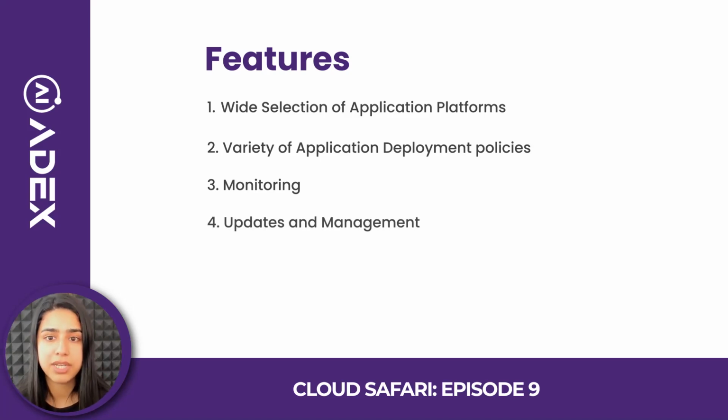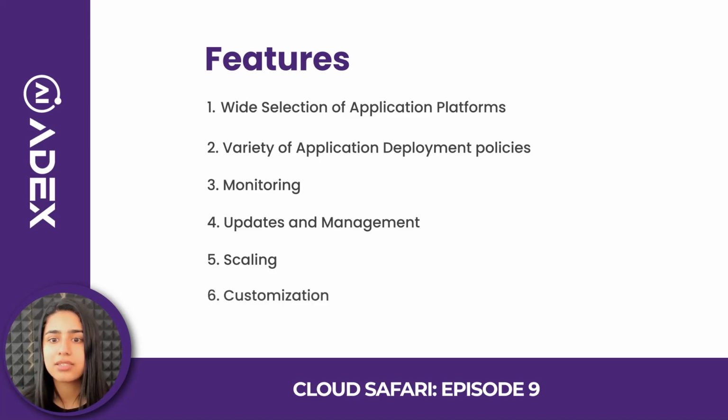The fourth one is updates and management. Elastic Beanstalk allows you to automatically get the latest platform versions and security patches with managed platform updates. The fifth feature is scaling. Elastic Beanstalk automatically adjusts the number of running instances using elastic load balancing and auto scaling, responding to changing traffic conditions. The sixth feature is customization. Elastic Beanstalk gives you flexibility in choosing AWS resources such as EC2 instance types, including spot instances to optimize for cost and performance. So these are the features of Elastic Beanstalk.